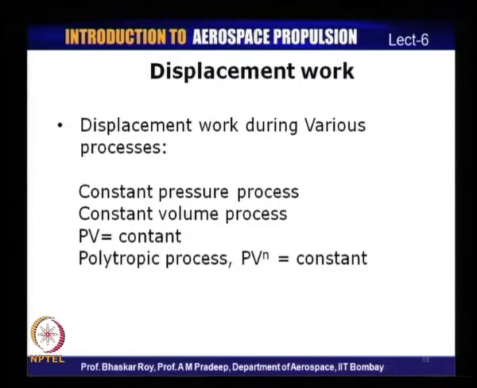We shall now analyze displacement work done during different processes. You can carry out the process in different ways. It could be a constant pressure process, a constant volume process, or a process wherein the product PV is a constant, which happens to be an isothermal process, because as per the state equation PV is equal to mRT, and therefore, if PV is constant, it means that temperature is constant.